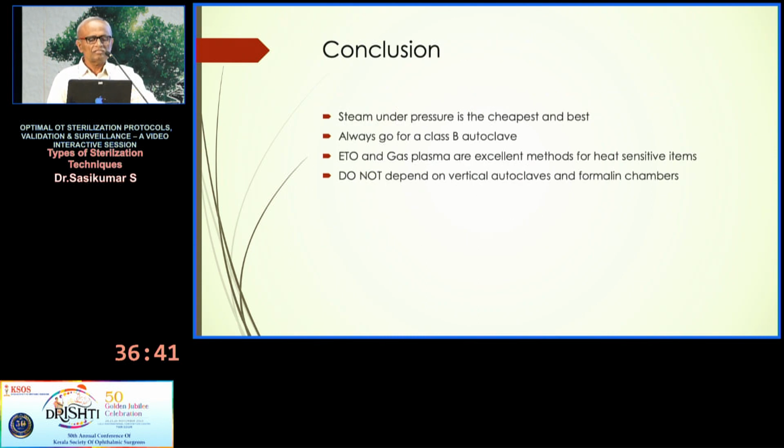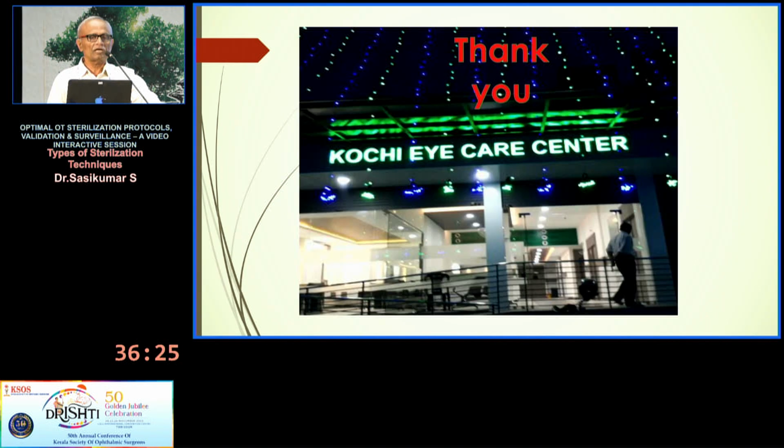So to conclude, steam under pressure is the cheapest and the best autoclave technique. Always go for a class B autoclave with a fractionated vacuum pump. ETO and gas plasma are excellent methods for heat sensitive items, and do not depend on vertical autoclaves and formalin chambers.